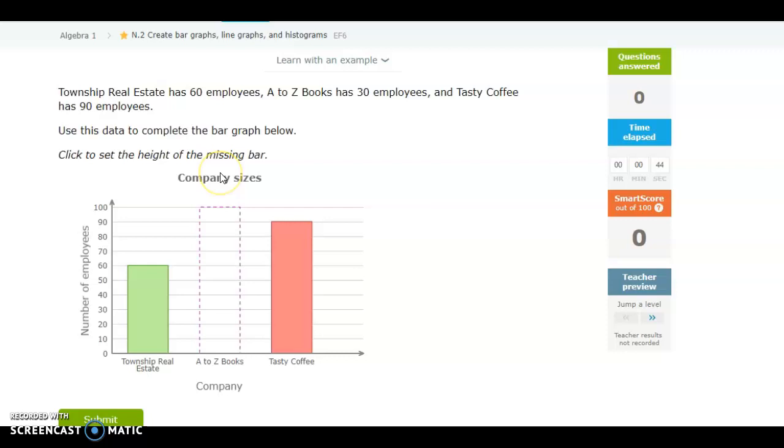So this is a video to help you with N.2, create bar graphs, line graphs, and histograms. So we'll go over a couple of example problems to get you going. And again, as always, if you have any questions further than that, feel free to call or email myself or Mr. Bartlett.